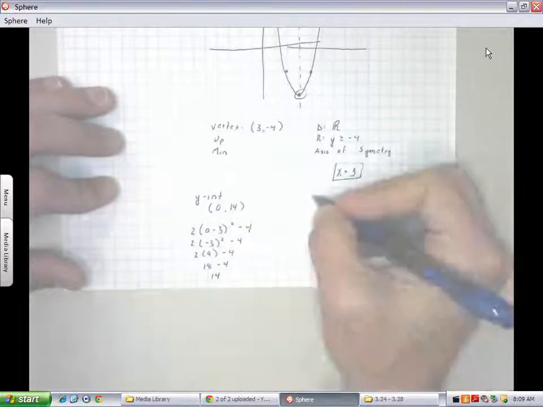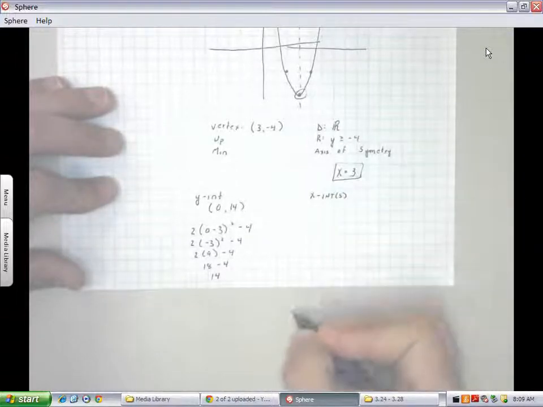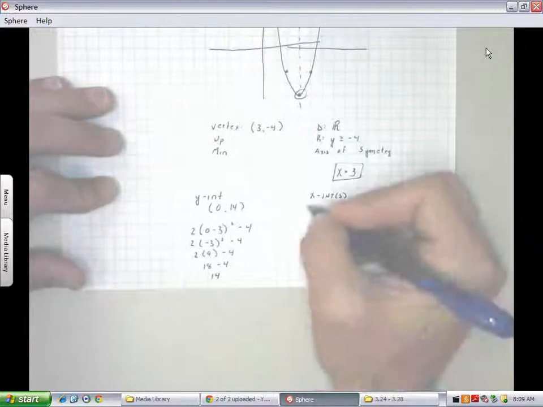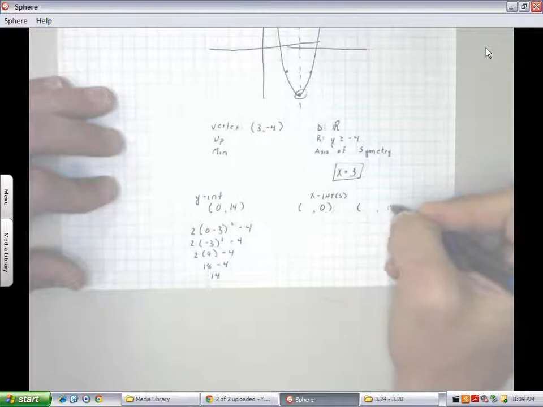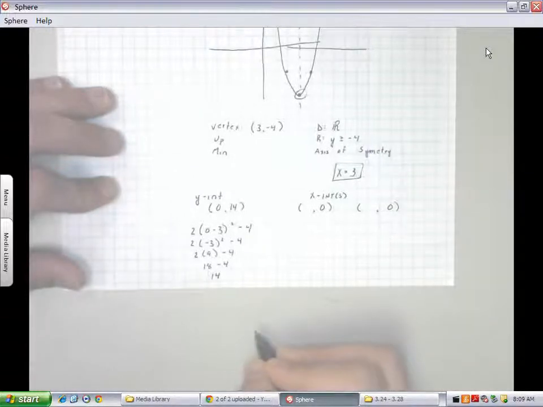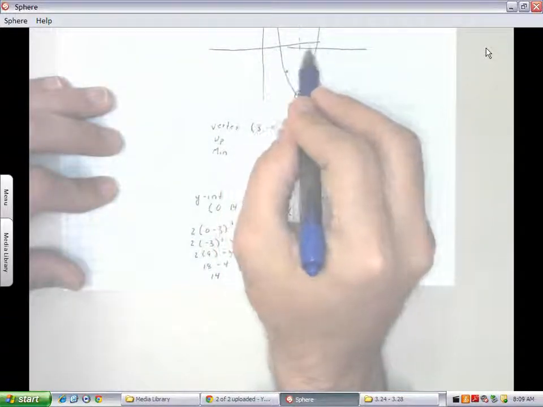Now for my x-intercepts, I'm going to do the opposite. Now I'm going to make y equal 0. And by looking at my graph, remember that my x-intercepts are the places where the graph crosses the x-axis. I can see that there are going to be 2 of them. So that's a good visual check.